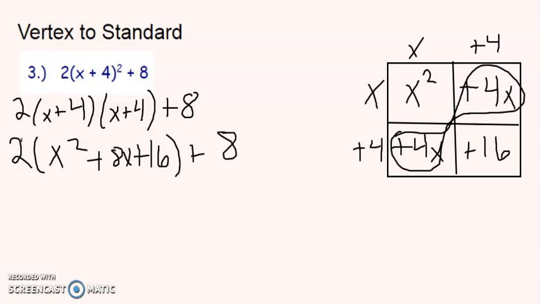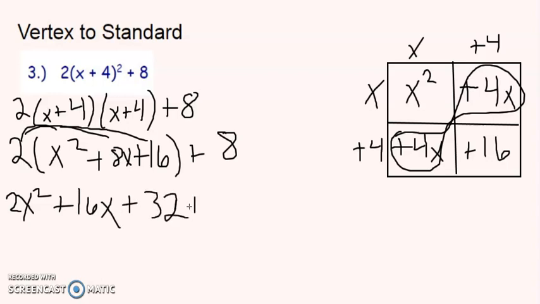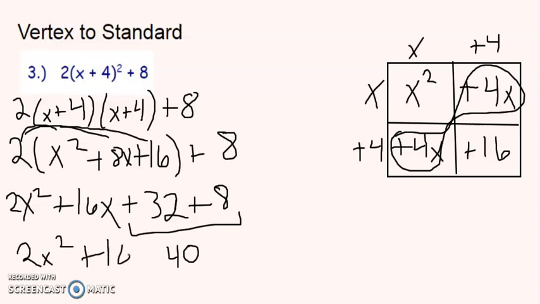Our next step, we want to distribute, multiply each term by that 2 on the outside. 2 times x squared is 2x squared. 2 times 8x is plus 16x. 2 times 16 is plus 32. And then we carry down the plus 8. From here, let's combine our like terms. 32 plus 8 is 40. And then carry down the other two terms to get your final answer. 2x squared plus 16x plus 40. And that is our standard form.